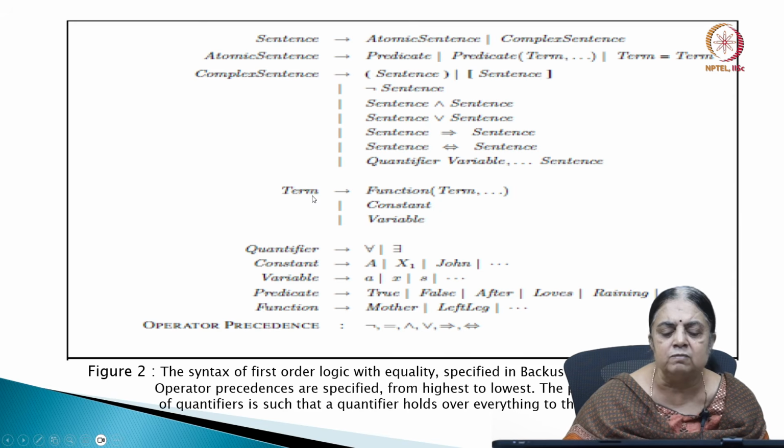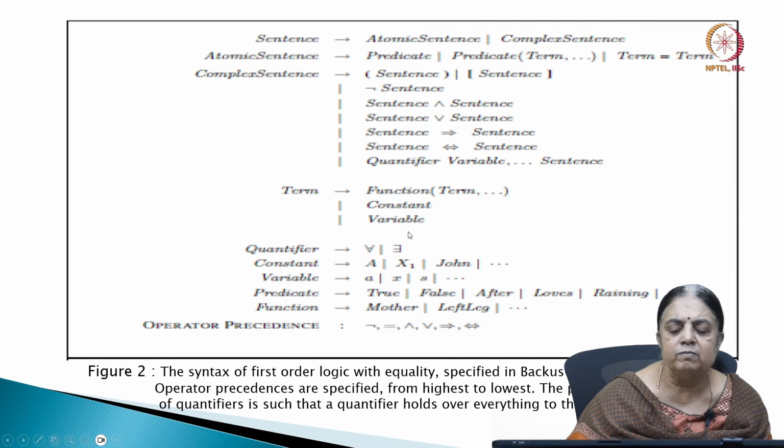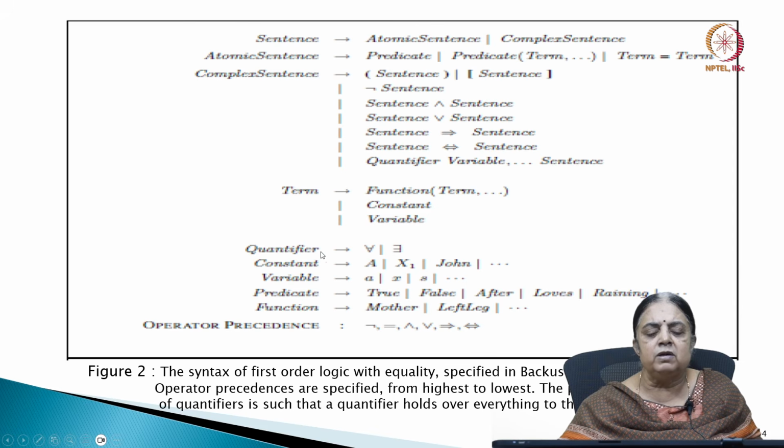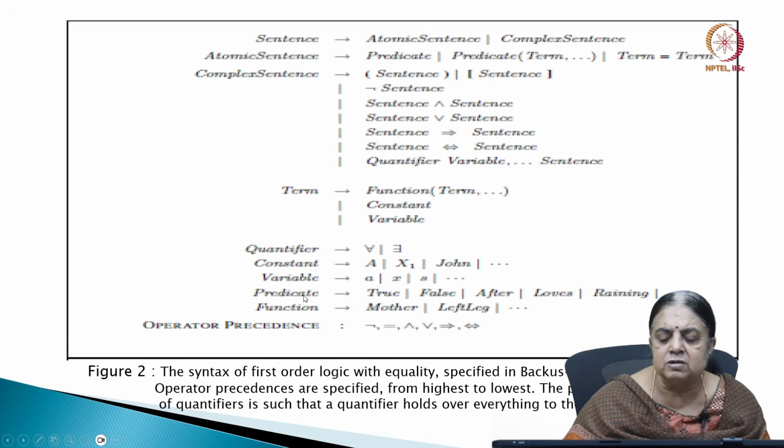And what is a term? A term could be either a constant, it can be a variable, or it can be a function with terms inside. Then what is a quantifier? There are two quantifiers. What are the constants that you are using? So we have said here somewhere that we are using a constant. So the constants that we use are all these constants, and the variables you use are x, y, z, etc., and the predicates, and the functions.